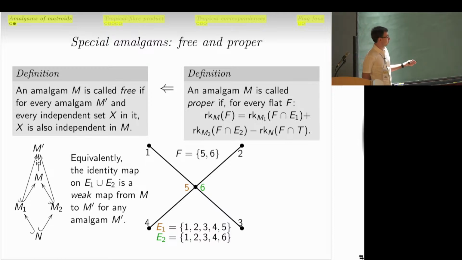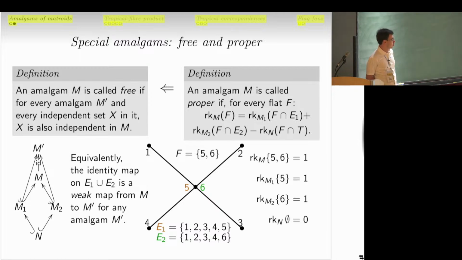Let's consider an example. If we have guys like this with the intersection, now the common part is just the set 1, 2, 3, 4, and there is a unique amalgam in particular. It's free because it's unique, but it's not going to be proper because if we count the ranks according to that formula on the right, then it will not work. So the free amalgam is not always proper, but the proper amalgam is always free. Moreover, they are always unique if they exist. The problem is that sometimes no amalgams exist. So it's complicated. This has been extensively researched, especially in the 80s and since then.